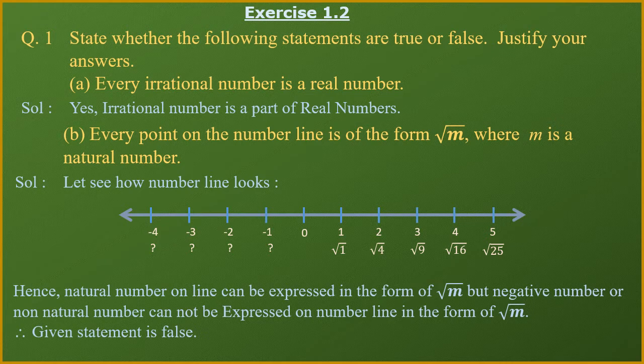Hence, the natural number on the line can be expressed in the form of root of m, but a negative number or non-natural number cannot be expressed. Therefore, the given statement is false. Let us see the next question. Now, the next question is given here. Question number 1, third part.